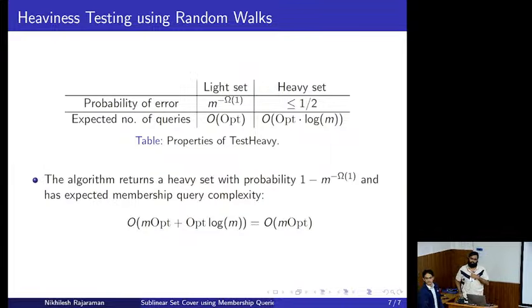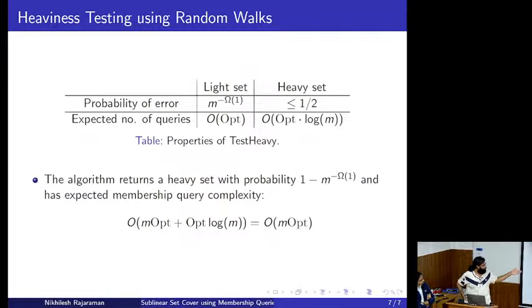Do you have any questions? Yes. I might have missed something, but in order to get your overall bound of m plus n times opt, wouldn't you need to solve the heavy set problem in just m plus n queries instead of m opt? Correct. You're absolutely right. And so this is really only the first step that goes into it.